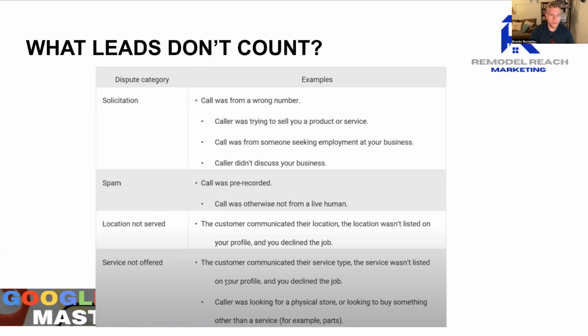But at the end of the day, what they're trying to do is provide their searchers, the people who are searching on Google, the best possible results. Because if they don't provide good results, then people are going to go to other search engines. They also want to provide a good service for you, the advertiser, so that you keep advertising with them. So they have an automatic dispute button. Whenever people call in, you'll get an email asking how was the quality of that lead, and that's where you can dispute that lead for any of these reasons.